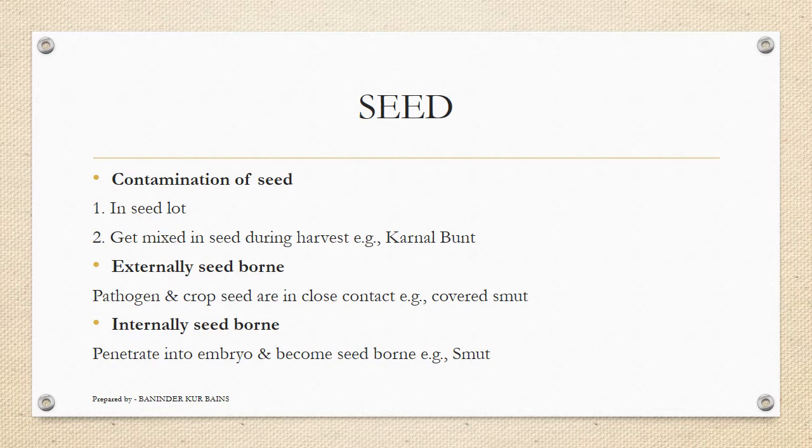So in the externally seed borne, the pathogen and crop seed are in very close contact. They form some contact. For example, in covered smut, it is present in a compact form on the surface of the seed. And then in internally seed borne, the spores or the pathogens can penetrate into the embryo and become seed borne. They can also multiply there, or they can also rest over there. For example, smut.